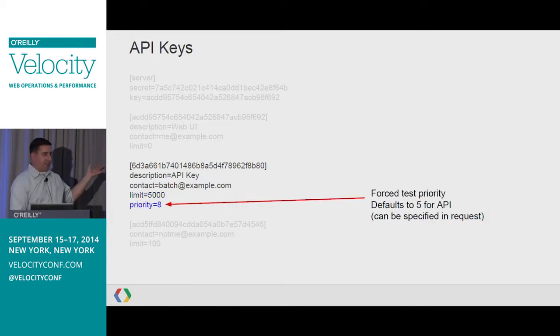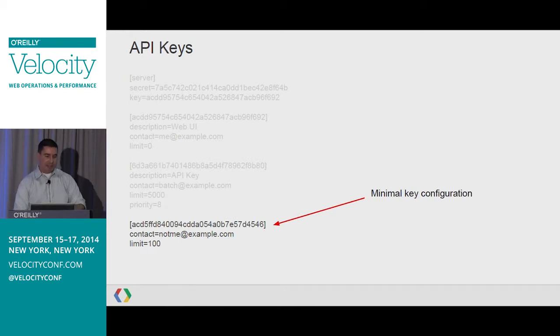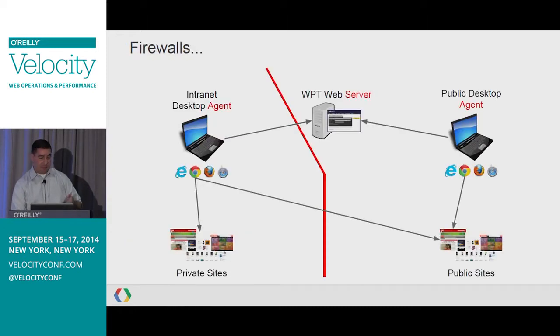You can also force a priority. If this is missing, they'll get the default priority level of 5, and they can provide their own requested priority level on the API when they submit. If you force a priority on the API key, they can no longer request one, and they get forced to whatever priority you set. And then the minimal config is just the contact info and the limit on how many runs they're allowed. Then just fill out the ini file as you hand out keys.